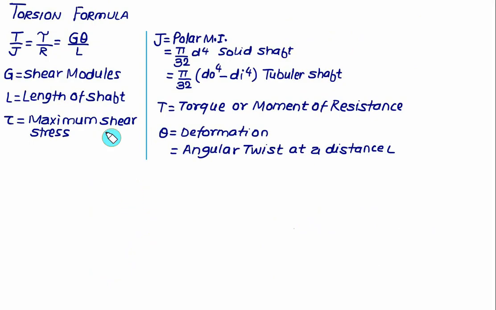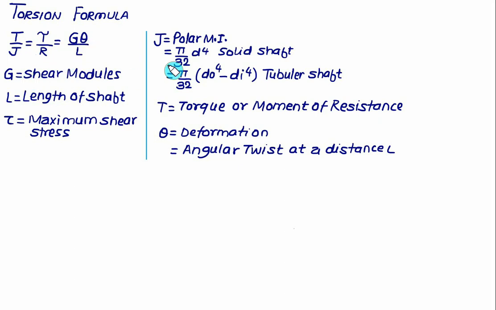So the torsion formula is given as T by J is equal to tau divided by radius r. When we write radius R here, that means you treat the value of tau as the maximum shear stress, and it is the same as G multiplied by theta divided by L, where G is called the modulus of shear, theta is the angle of twist, that is the angular twist at a distance equal to L, and T is the applied torque.